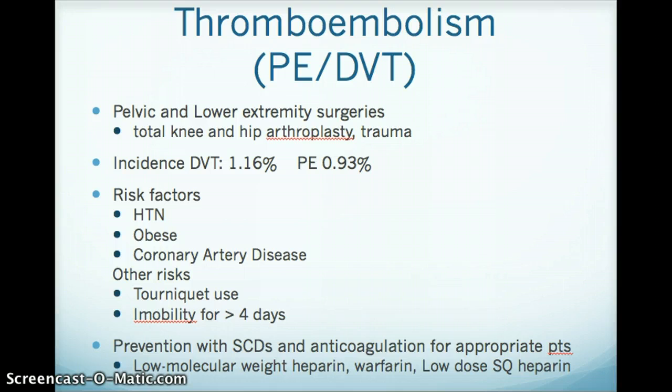Other factors that may contribute to thromboembolism formation are the use of a pneumatic tourniquet and patient immobility for greater than 4 days. Prevention of thromboembolism is accomplished through the use of pneumatic stockings and anticoagulation therapy. Low molecular weight heparin, warfarin, and low-dose subcutaneous heparin are some of the medications commonly used.